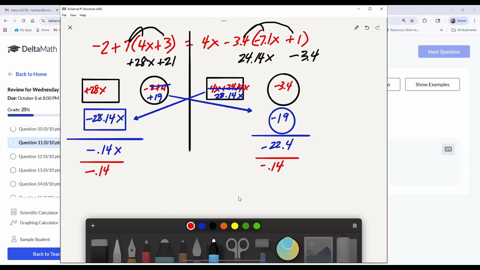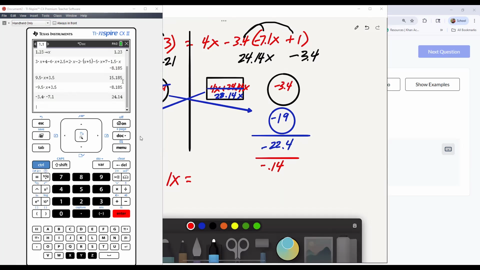And now let me grab the calculator and finish this off. So here, I'm going to clear this, so there's no ambiguity about what I'm doing. So this is a negative 22.4 divided by a negative 0.14, and I get 160. Is that correct? It looks good.